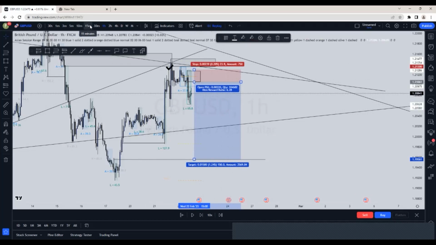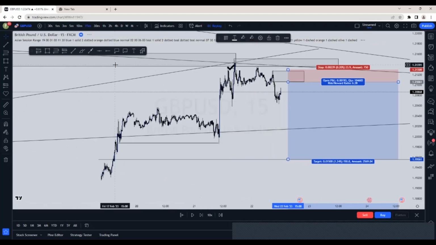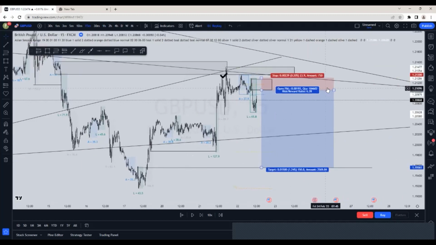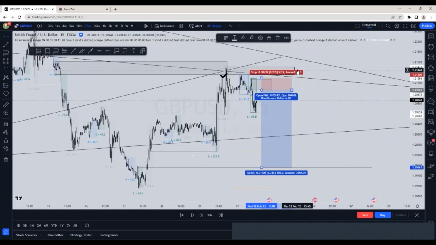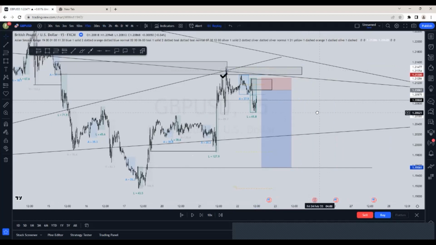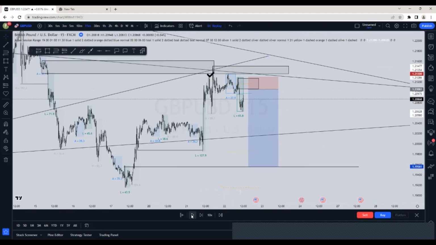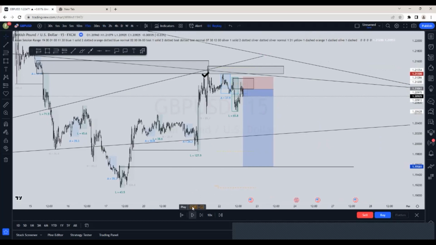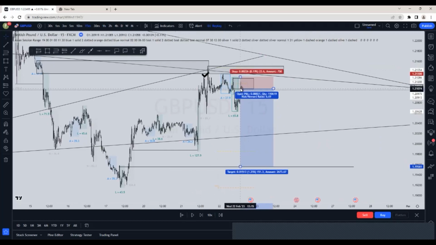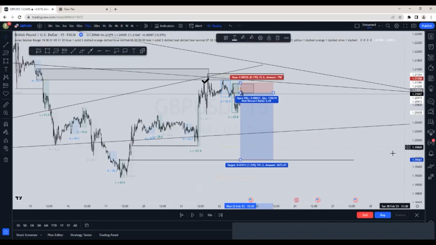So let's go back to my 15 minutes now and see what price will actually do around this area. This is my first area of interest, and this area up here is my second area of interest. So let's see what price actually did. And price mitigated nicely.